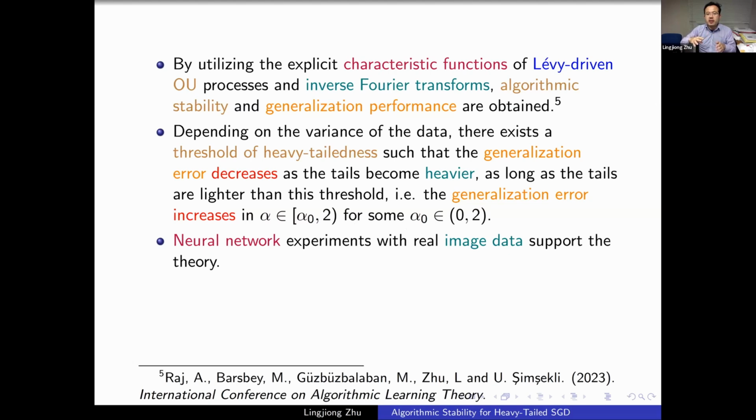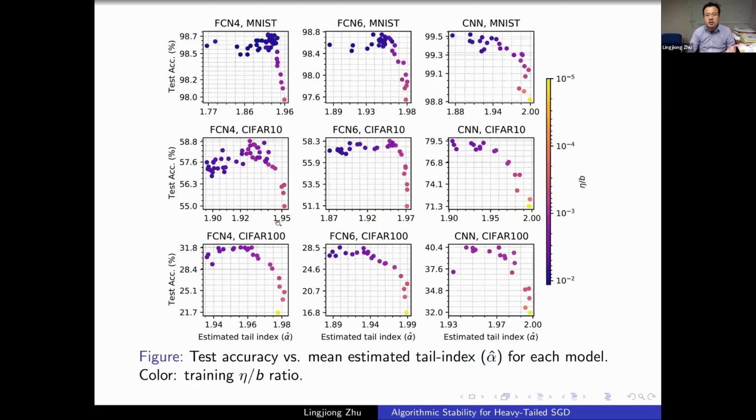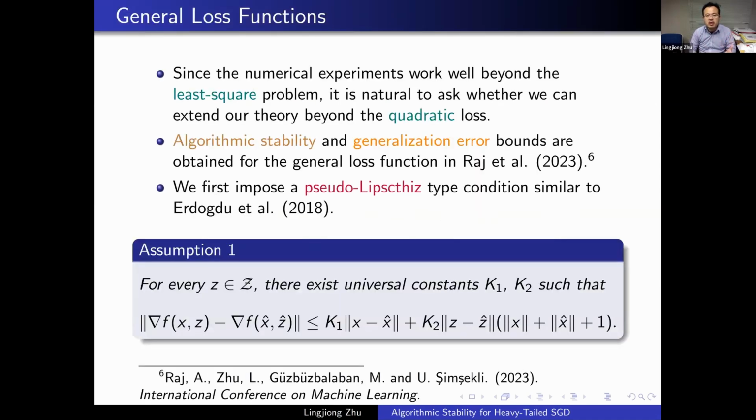And it's not always monotonic for any alpha. But then the next question, which is the main focus of the talk today, is how to come up with a theory to deal with the general loss function. Because we've seen that the numerical results overwhelmingly suggest an inverse U shape, which suggests that heavy tails help the generalization error bound.